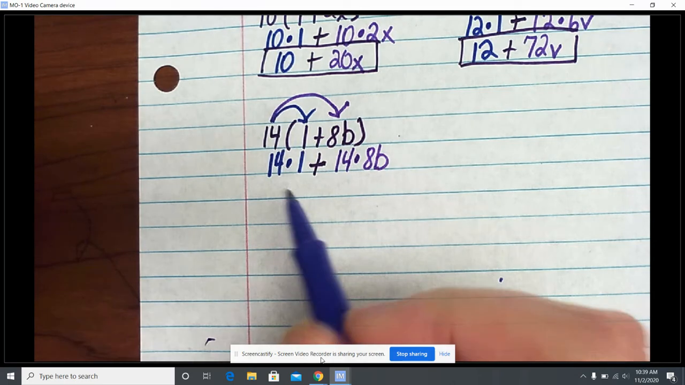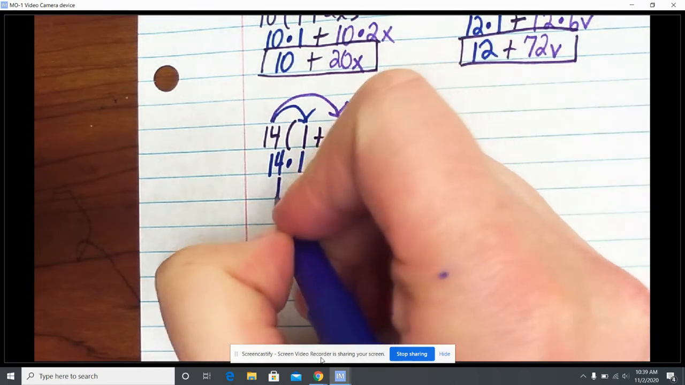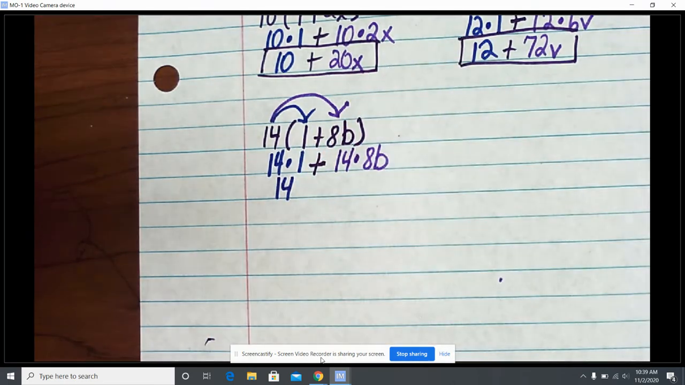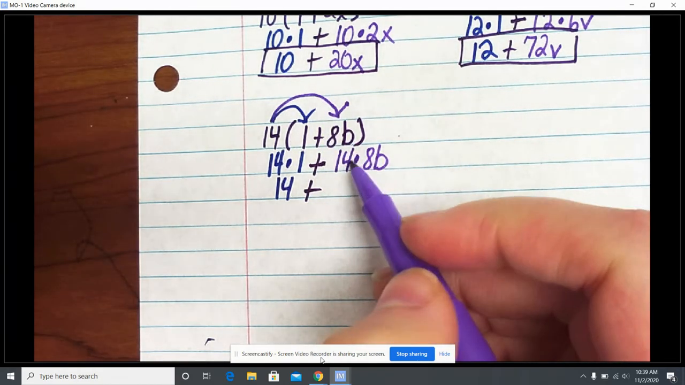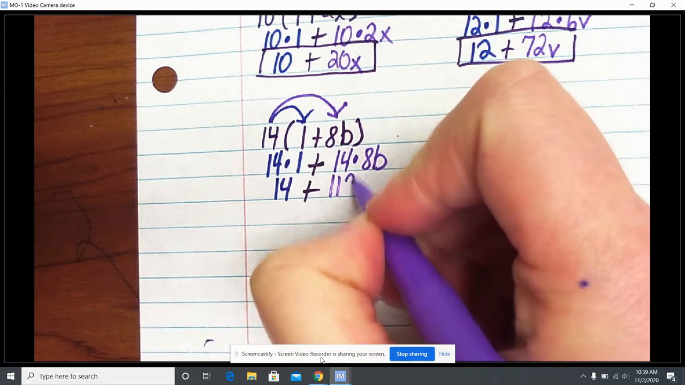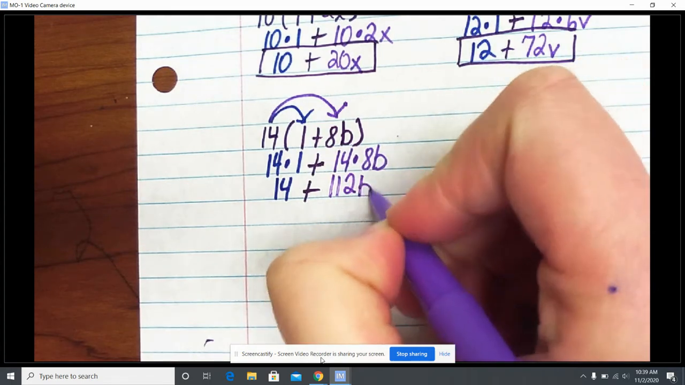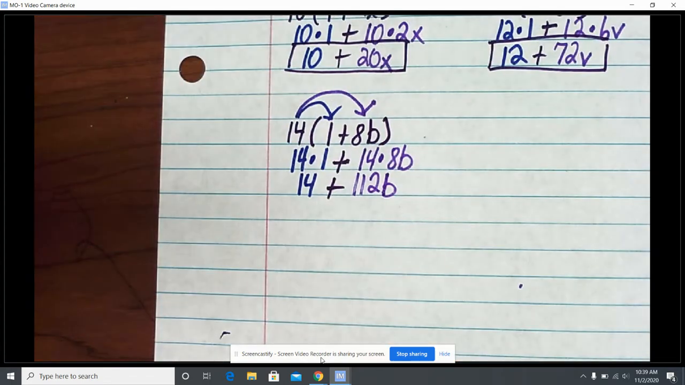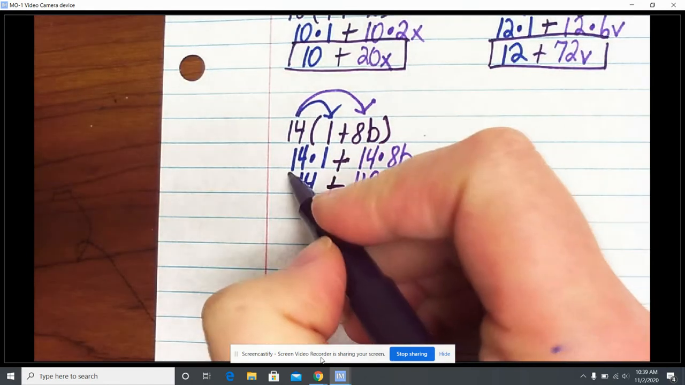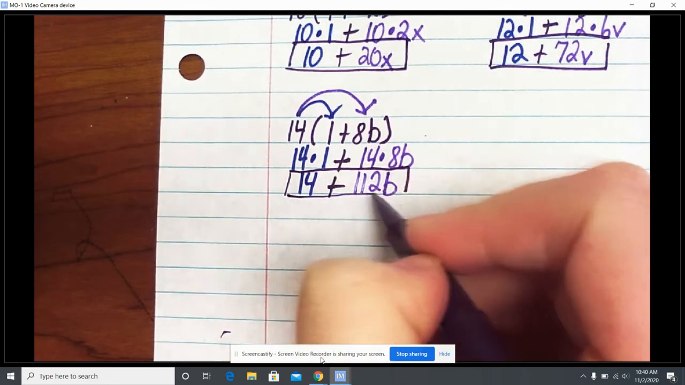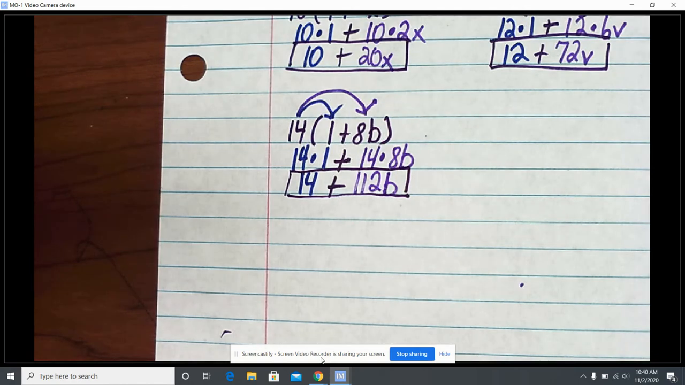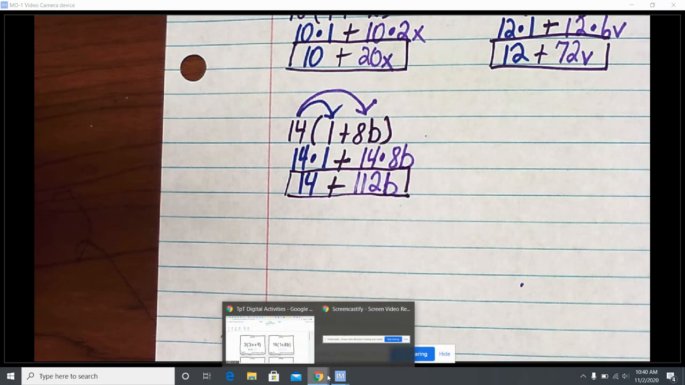All right, so first I work out my 14 times 1, which gives me 14, plus, and 14 times 8b, so when I take 14 times 8, that gives me 112, and then put my b with that. So since they aren't like terms, we cannot add those, which means this is our answer, 14 plus 112b.